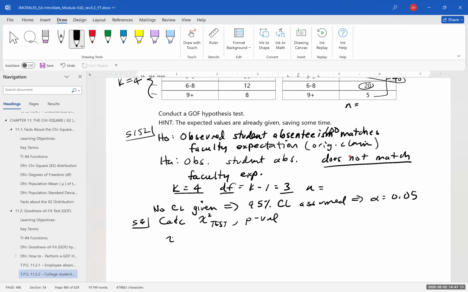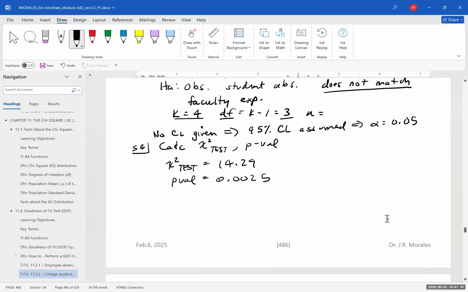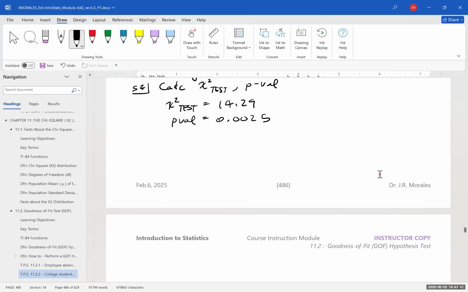Okay, so we get chi-squared test statistic of 14.29 and a p-value, a probability value, of 0.0025. All right, let's go to the next page and I will write this down. There we go. Let's scroll down some more.